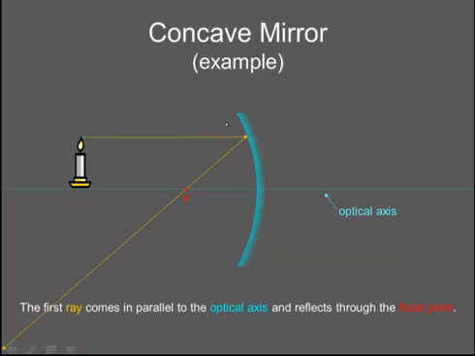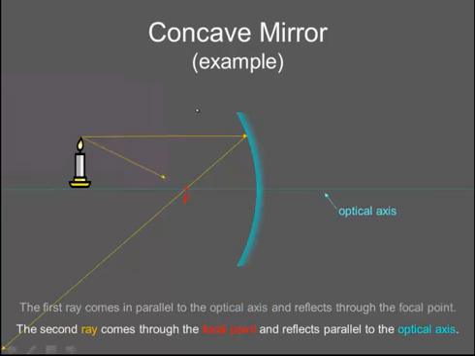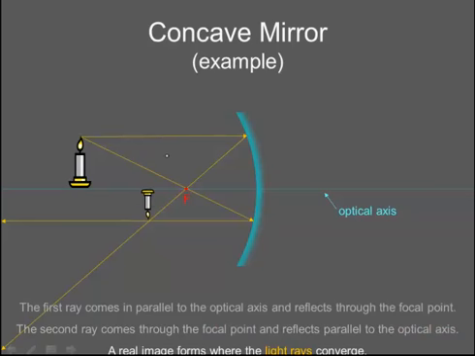Okay, so here we have a concave mirror example. Just using PowerPoint, you can see that if a ray goes parallel, it goes back to the focal point, and likewise, if a ray goes through the focal point, it comes back parallel. The image is formed here, and it's an inverted image.